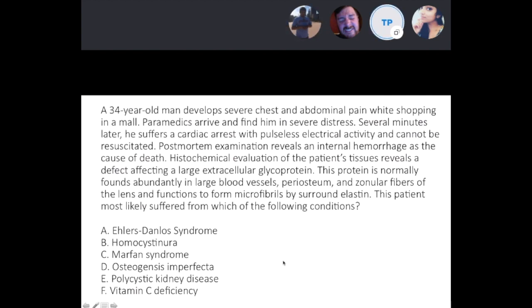C. Okay, so yeah, the answer is C. It's telling us extracellular glycoprotein, and all the clues, including blood vessels, periosteum, zonular fibers of the lens, and functions to form microfibrils, narrow it down to C or A. And the heart condition that he is presenting with would lead you to the answer of C. Does that make sense?